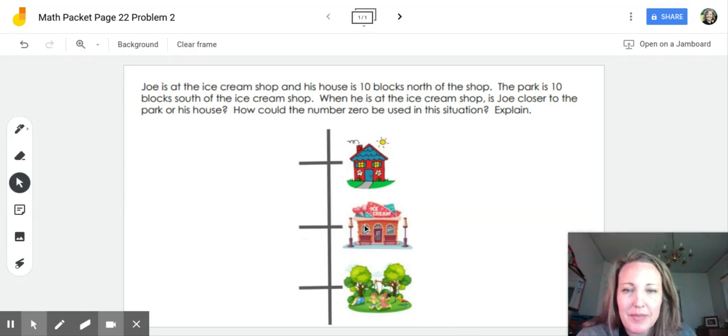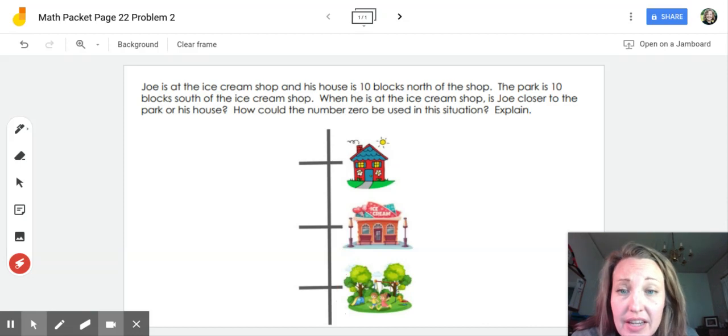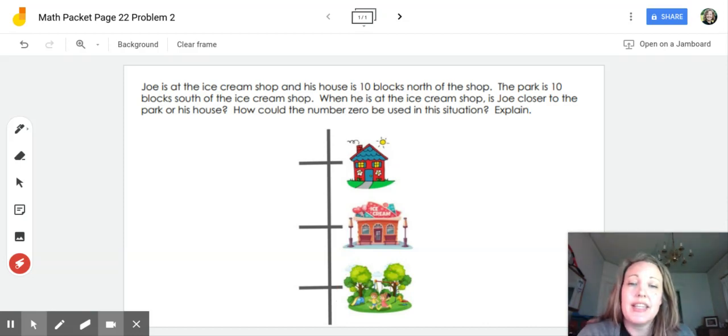Here's the ice cream shop, and his house is here, 10 blocks north of the shop. The park is 10 blocks south of the ice cream shop. When he is at the ice cream shop, is Joe closer to the park or to his house? And then it says, how could the number 0 be used in this situation?